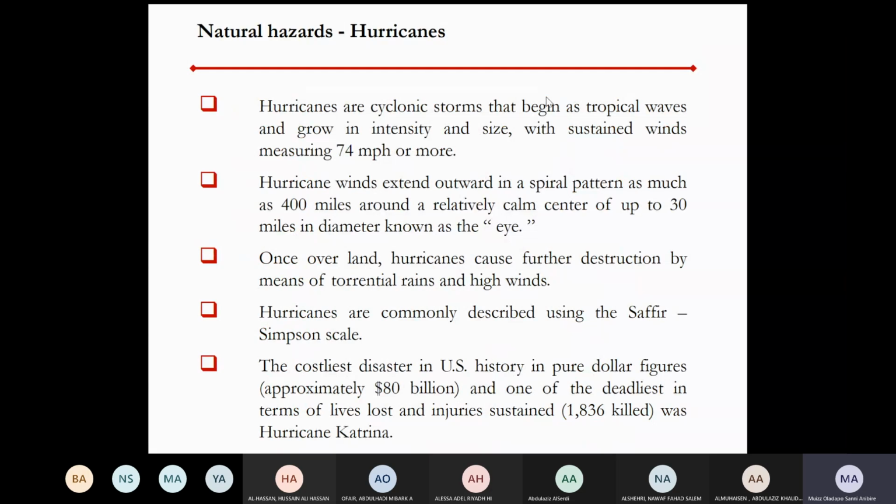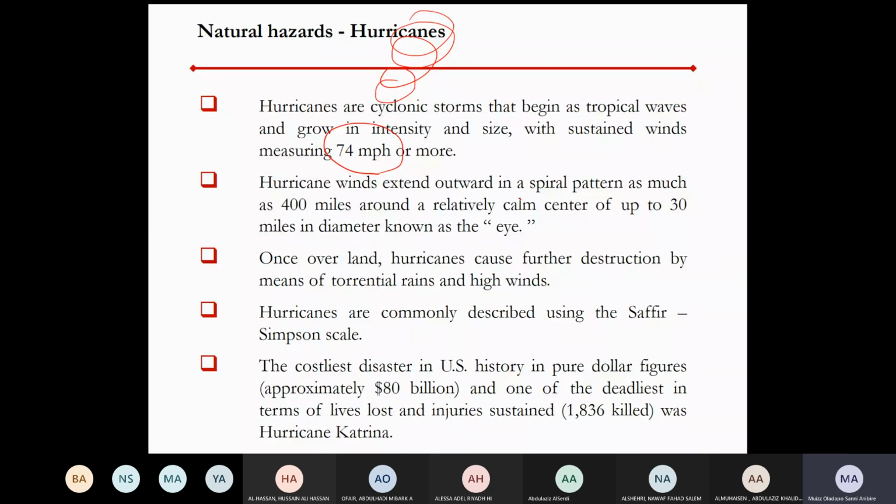Now let's look at hurricanes. Hurricanes are described as cyclonic storms. Cyclonic means it moves in a circular pattern. These are cyclonic storms that begin as tropical waves and grow in intensity and speed, with sustained wind speed of greater than 74 miles per hour. So when you have cyclonic storms with wind speed greater than 74 miles per hour, these are described as hurricanes.